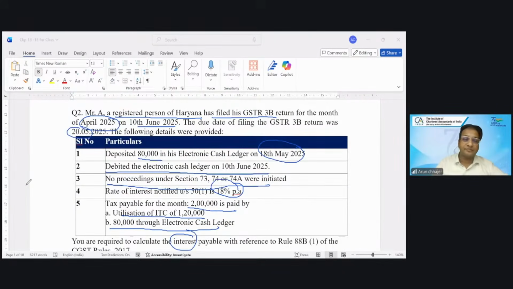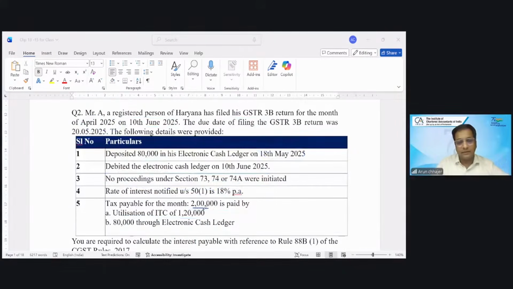How to calculate? Now, in this case, the GSTR 3B was filed on 10th June 2025. So what is the number of days? I can say 21st May to 10th June. I told you that both days will be added. If you calculate, May has 31 days, so 11 for that and 10 for this, 21. Total number of days would be 21 days.